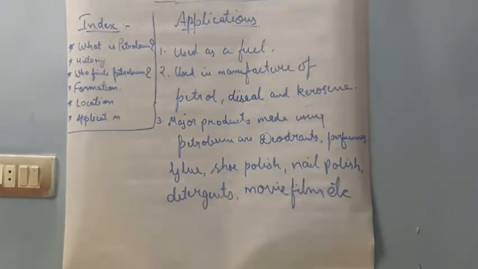Petroleum products are used there too, and that's why you may have noticed that if nail polish or nail paint gets stuck on your skin, you simply feel itching or a burning sensation. That is because of the presence of petroleum in the nail paints. Then it is also used in detergents. Then you have seen movie films; they also use it. So these are some of the applications of petroleum.